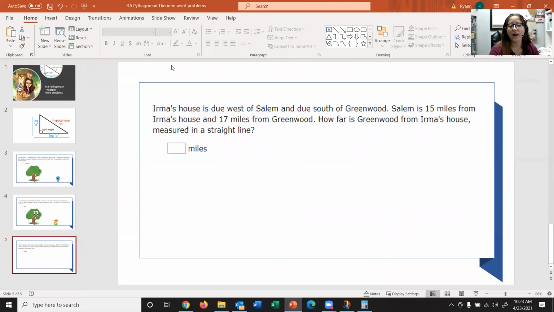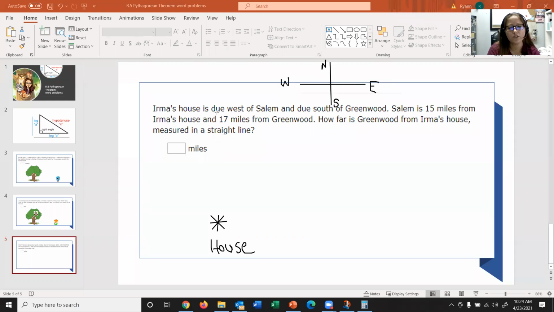Now, in this next example, I don't have a picture drawn, but we're going to draw it together as we answer this question. It says Irma's house is due west of Salem and due south of Greenwood. So we're just going to start right here, and we're going to say this right here is going to be Irma's house. So this is the house. Then I'm going to draw a compass up here just to make sure that we follow where it says west and south. So we know that this is north, this is south, this is east, and this is west.